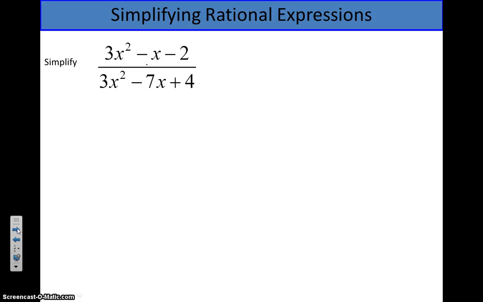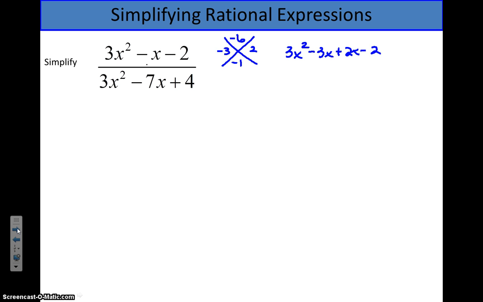So if we look at our first example here, we have 3x squared minus x minus 2 divided by 3x squared minus 7x plus 4. So we need to factor those. So if we use our methods from the other day, I'm looking for something in the numerator here that will multiply to be negative 6, add up to be negative 1. And so in this case, we would have negative 3 and positive 2. So we have 3x squared minus 3x plus 2x minus 2.